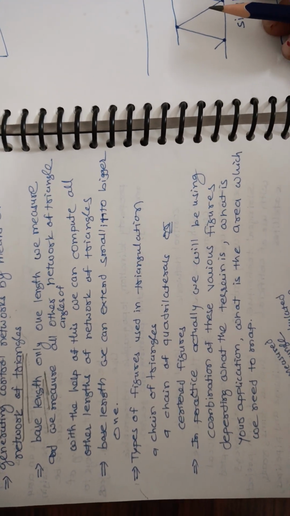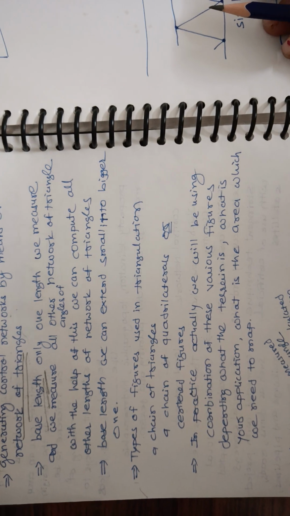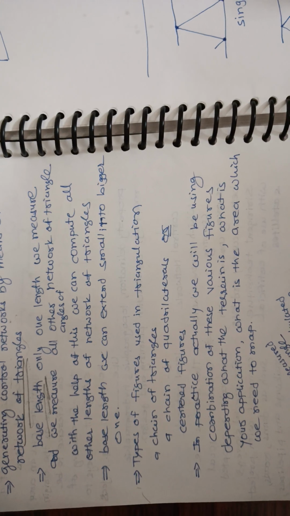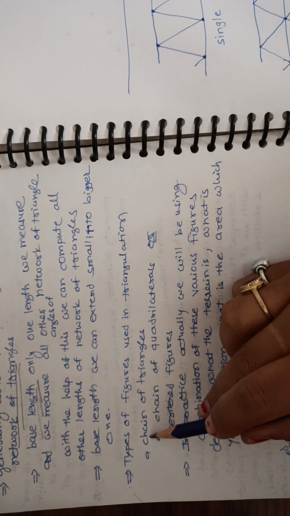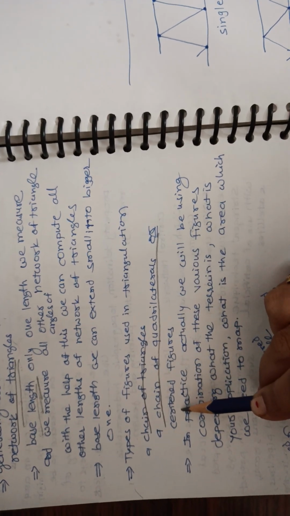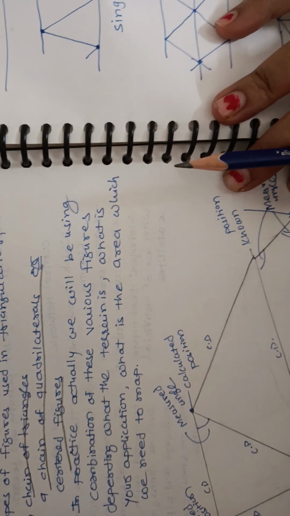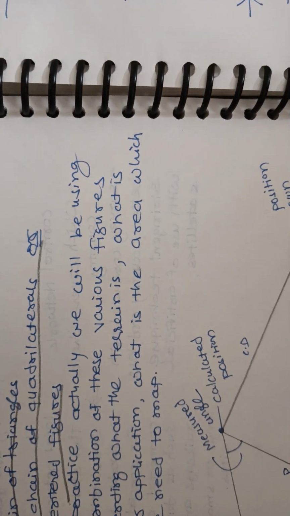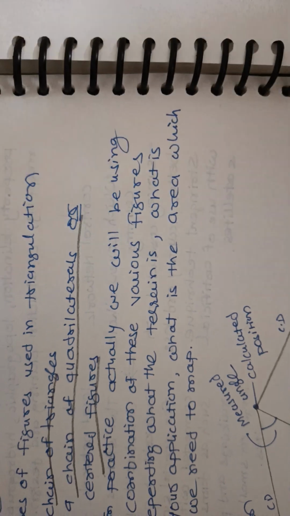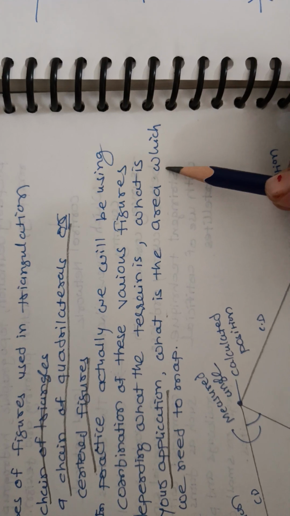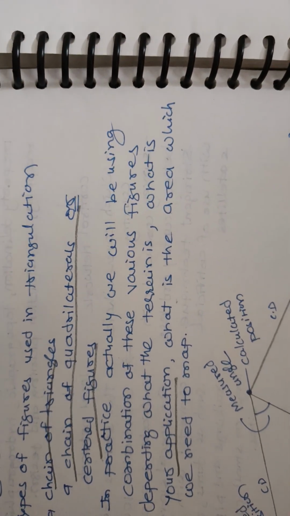Types of figures used in triangulation play a major role in this system. There are various types of figures used in triangulation, like a chain of triangles, a chain of quadrilaterals, or centered figures. In practice, we will be using combinations of these various figures depending on what the terrain is, what your application is, and what the area is which we need to map.